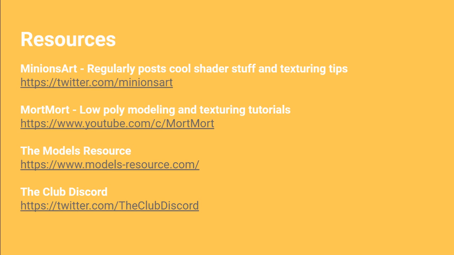Model Resource has a bunch of models from games that have been ripped. You can open those up and look at the UVs and figure out how AAA companies have made their stuff in the past. And then the club Discord, just a cool artist Discord. They have a lot of resources for people doing 3D art. Good place to go, ask questions, get feedback.